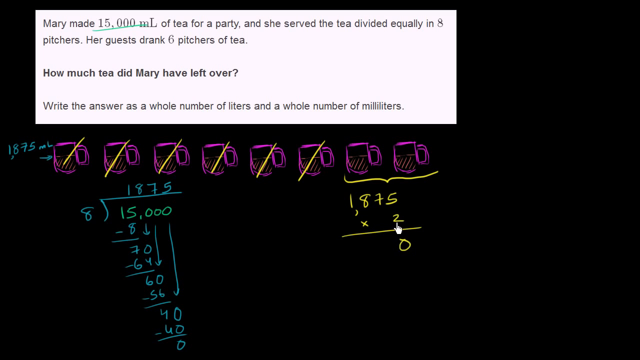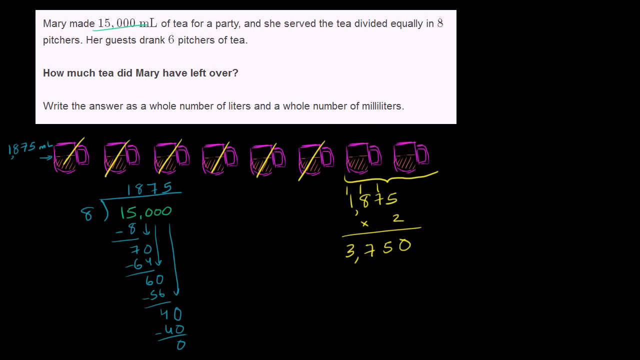2 times 5 is 10. 2 times 7 is 14, plus 1 is 15. 2 times 8 is 16, plus 1 is 17. 2 times 1 is 2, plus 1 is 3. So what she's left over with is 3,750 milliliters.